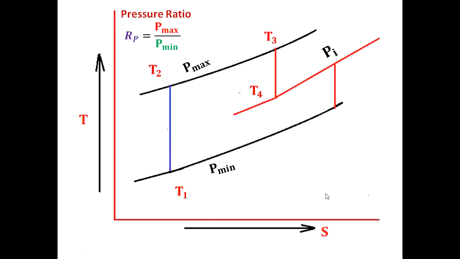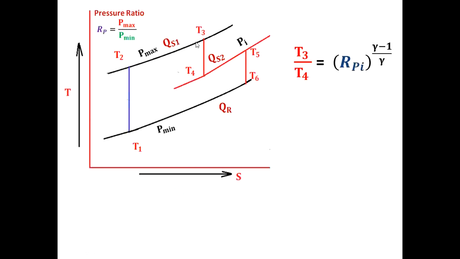Again, observe the same TS diagram properly for your better understanding. Again and again I am explaining. T5, T6, reheating Brayton cycle. You have to write this TS diagram. Heat will be supplied QS1, heat will be supplied here QS2, heat will be rejected, that is QR. Temperature ratio for the isentropic fall, T3 by T4, is equal to the pressure ratio to the power of gamma minus 1 divided by gamma.